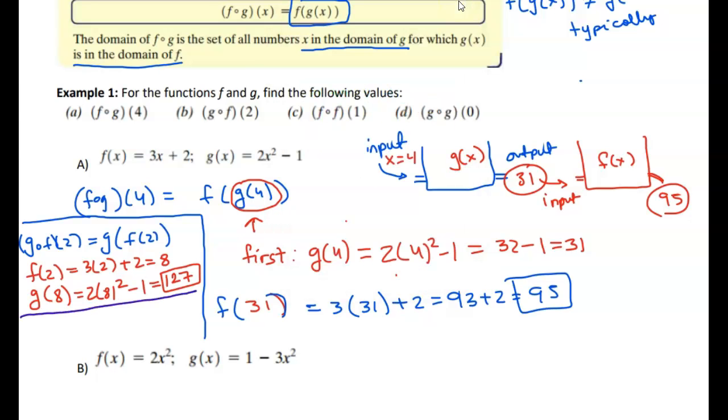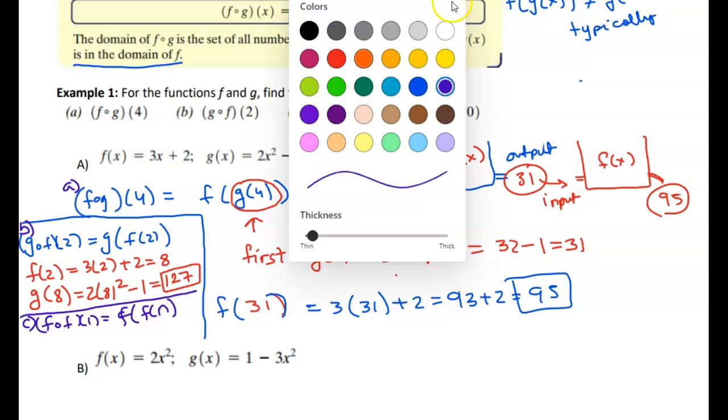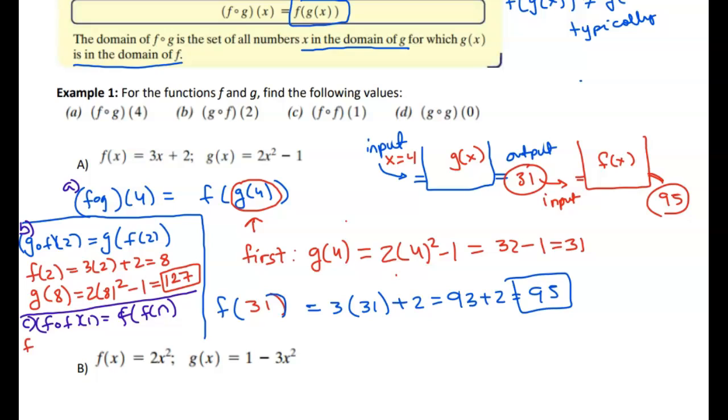All right, so that was part B. This is part A. Let's look at part C: f of f of 1. Rewrite it as f of f of 1. Do the inner part first. All right, so we need f of 1.